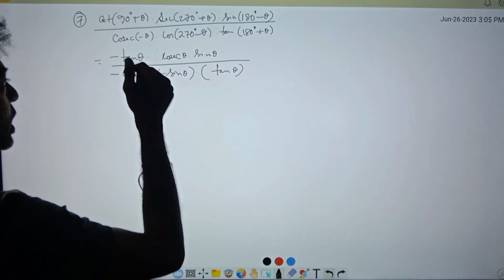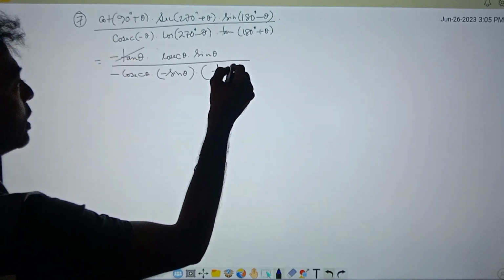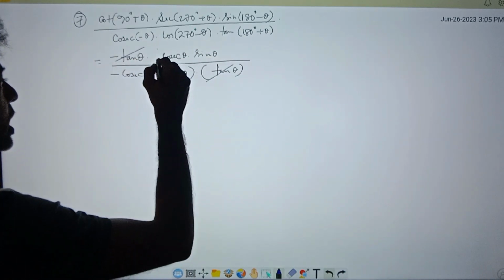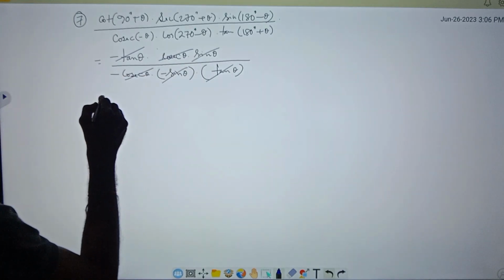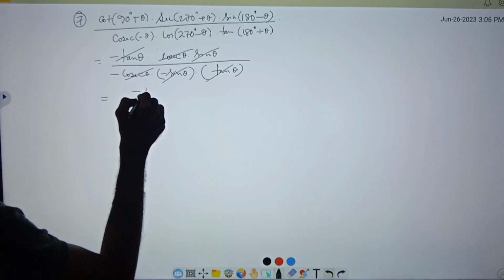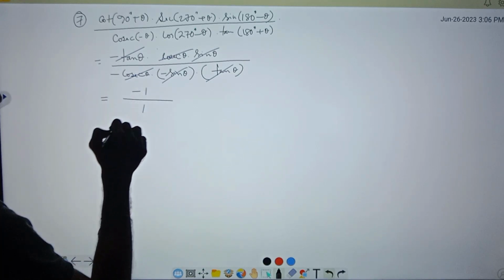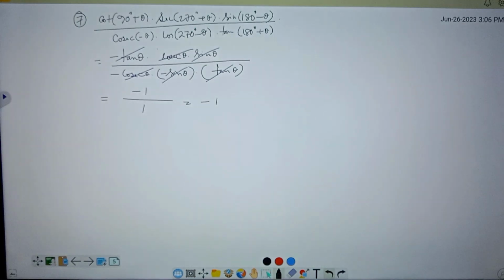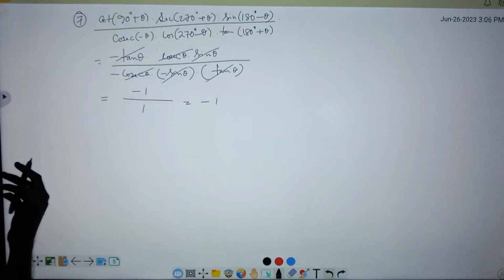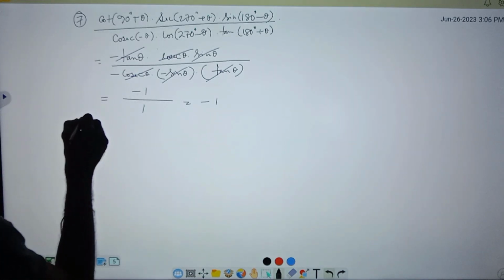So tan theta is cancelling out here, cosec theta is cancelling, and sin theta is cancelling. So the ultimate result will be minus 1 in the numerator part, and in the denominator part that will be 1. So the total result will be minus of 1. So that's our problem actually. Again, we are going to move on to the next problem. That is our eighth problem. The eighth problem is something like this.